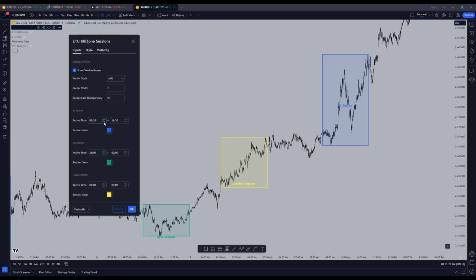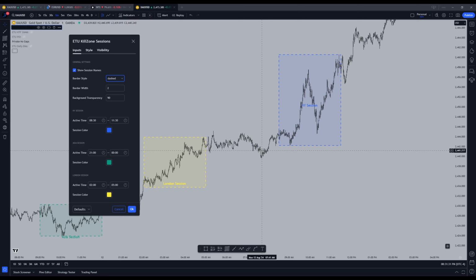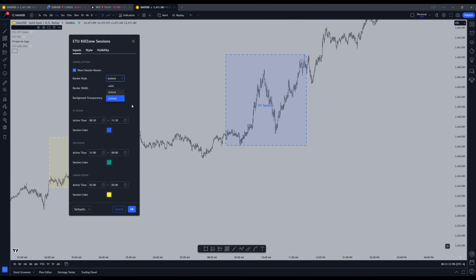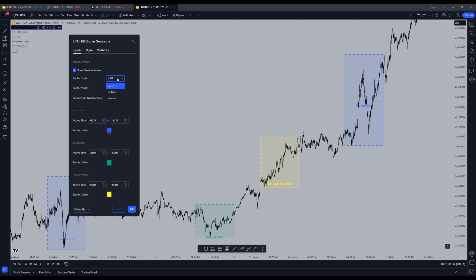And then the next thing I can go over really is just this border style. All this adds is just a design of how you want to see and view the borders. If you think it's getting annoying or not, you can change it to solid, dotted, or dash. That's what they look like.